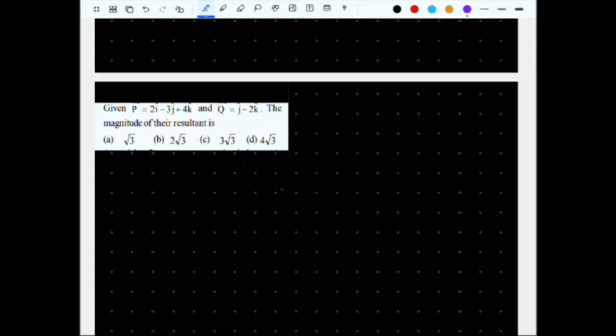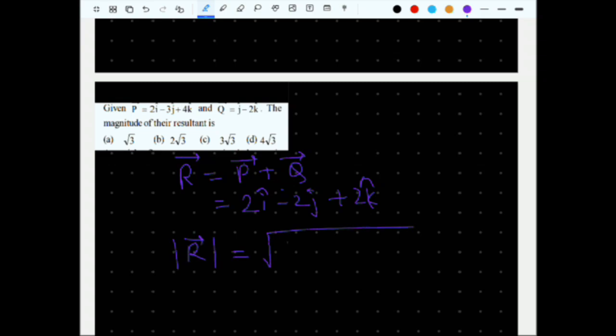Let's say that the resultant vector will always be equal to P plus Q, which is equal to 2i plus (-3j) plus j, minus 2j plus 4k minus 2k plus 2k, and it's asking for the magnitude of the resultant. So the magnitude of the resultant will be equal to under root of 2 square plus 4 minus 2 square plus 4 plus 2 square, which is equal to under root 12, which is equal to 2 under root 3, which is option number B.